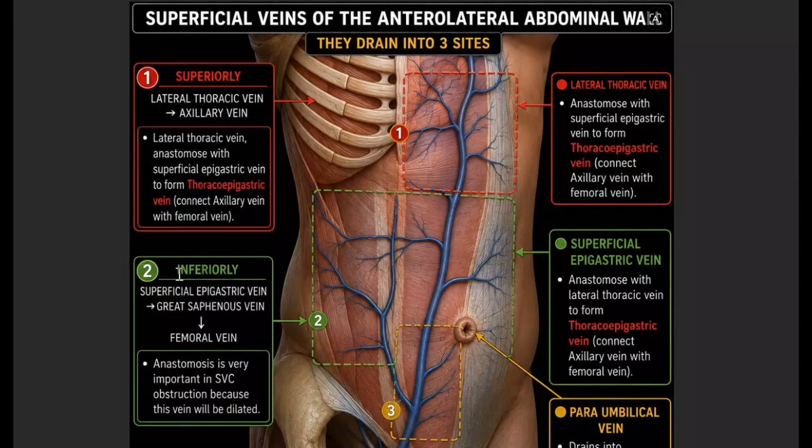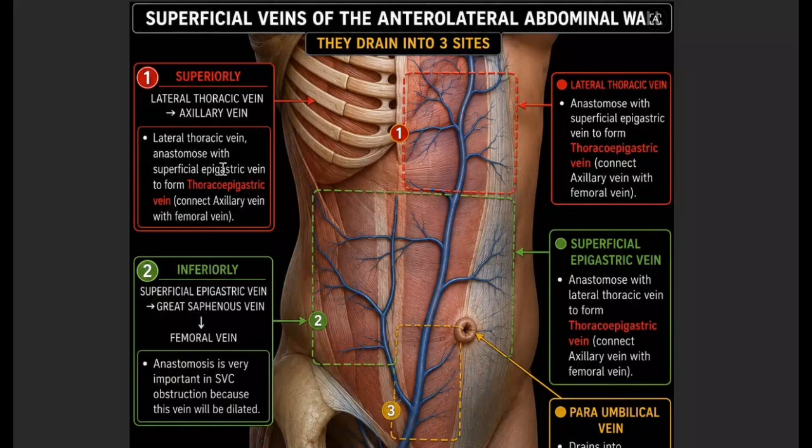And then inferiorly, it carries its drainage via the superficial epigastric vein. The superficial epigastric vein then drains into the great saphenous vein, and the great saphenous vein, you all know, drains into the femoral vein.